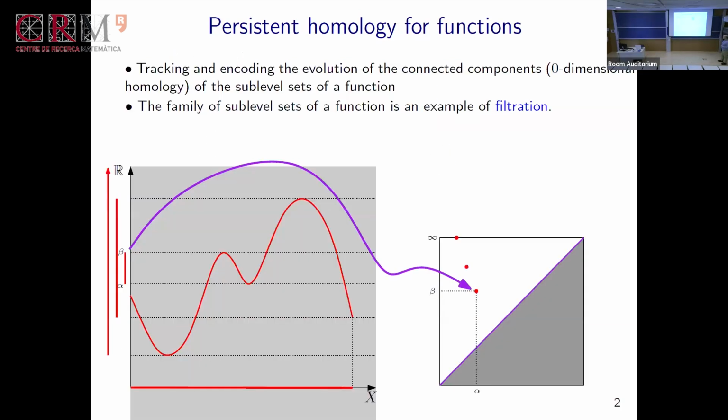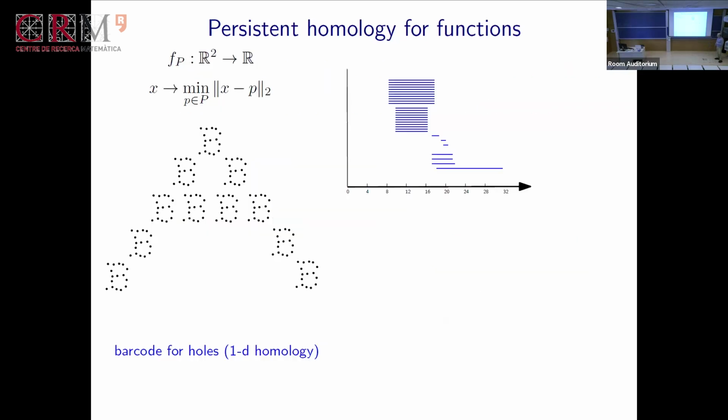Okay, so that's the first example, a very simple example, because here the only topological information we have in the sublevel set is connectedness. Now we are going to see another, a little bit more complicated example. What we are going to consider now is a finite set of points in a plane.